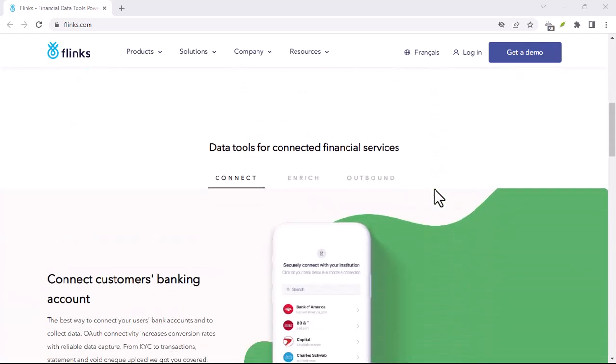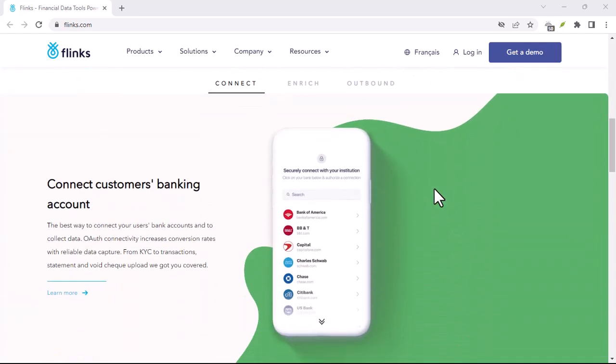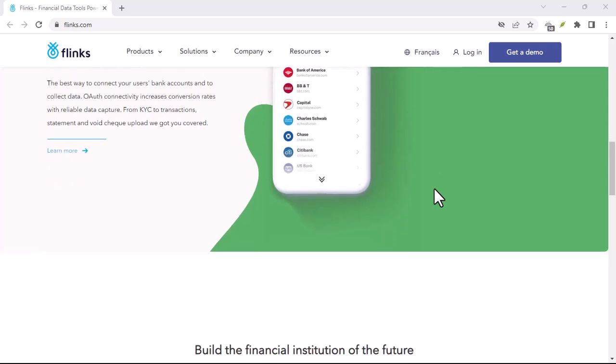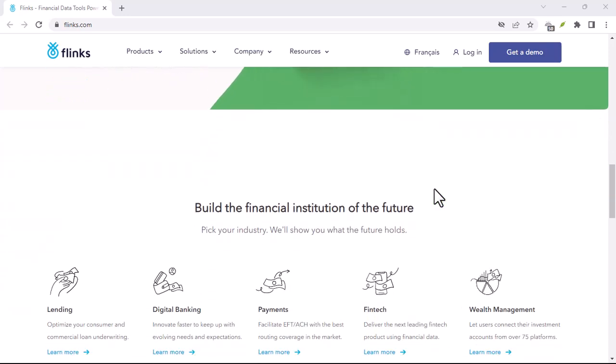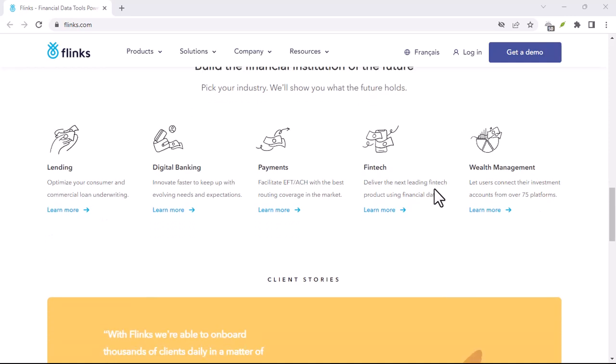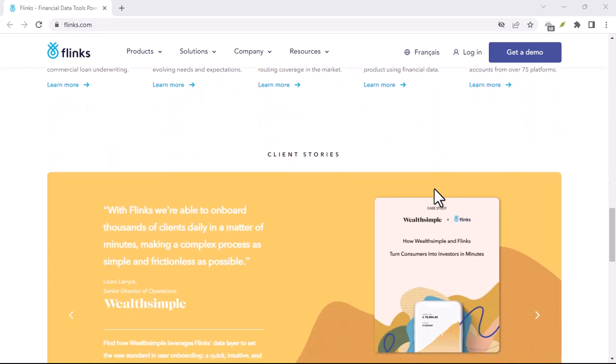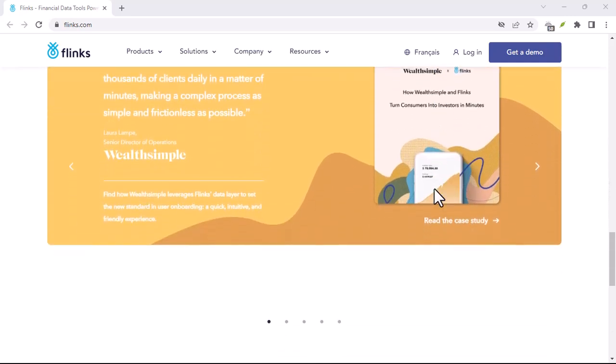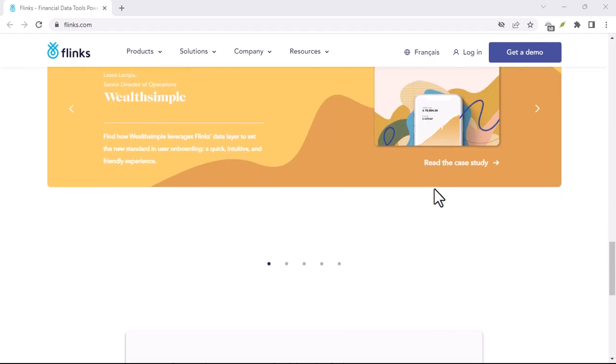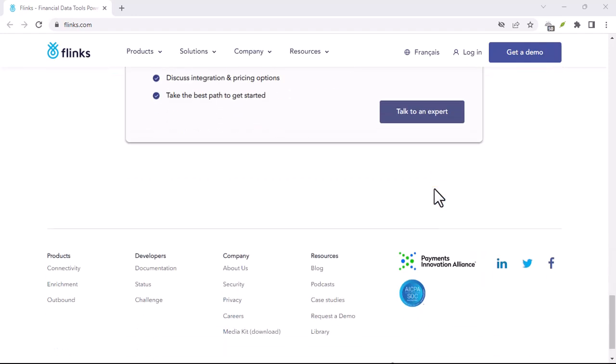Today we will be talking about how long it takes Flinks to verify an account connection. Flinks is a financial data platform used by many businesses to connect to and access a customer's bank account data securely. The primary goal of using Flinks for account connection is speed and efficiency. The simple answer to how long does it take is typically seconds or instantly.